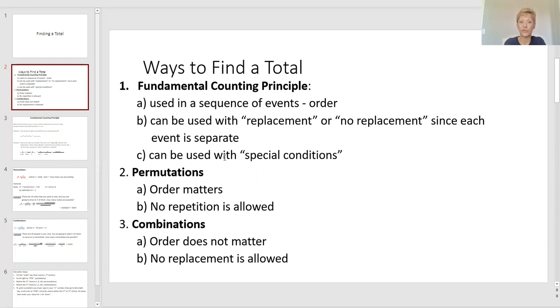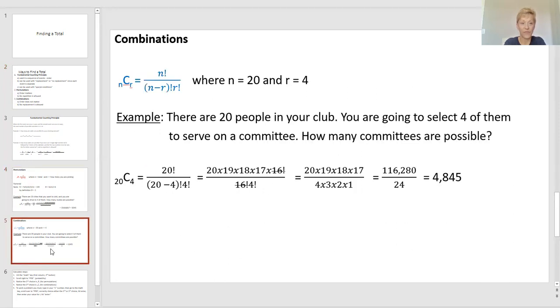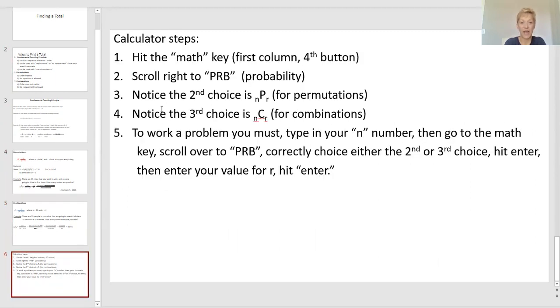If you're sure that there are not any special conditions and you're sure that there's no repetition, then you can use permutations. Now, here's the lovely thing about number 2 and number 3: your calculator does it for you. This formula right here and this formula right here are programmed in your calculator. So I want you to copy these steps down in your notes. I'm going to talk you through them.